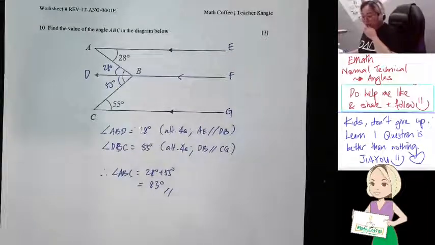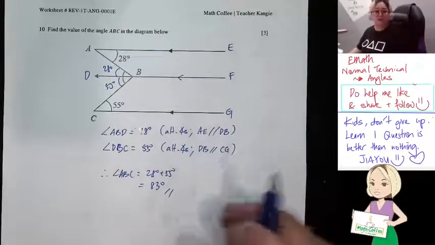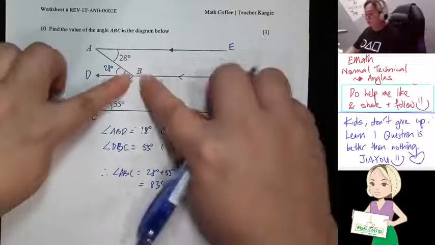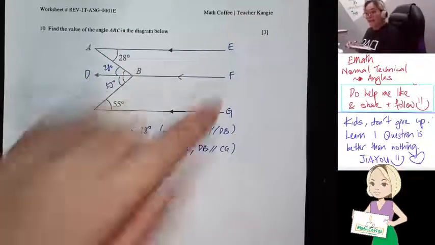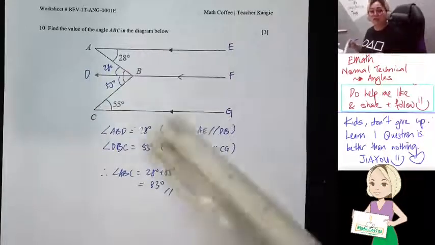And this one actually, if it's an express question, I think it's worth 2 marks only lah. But normal tech, I believe if they are able to solve this question, it's quite tough for them. Okay, like I say, express, you will not expect to see this line. Express, you will not see the line DF there. So you need to know how to draw the line DF yourself, understand?